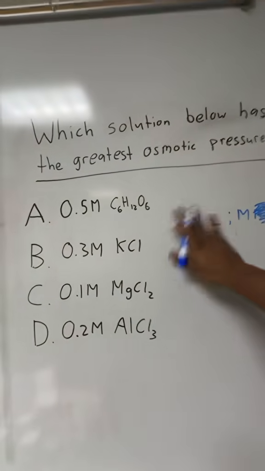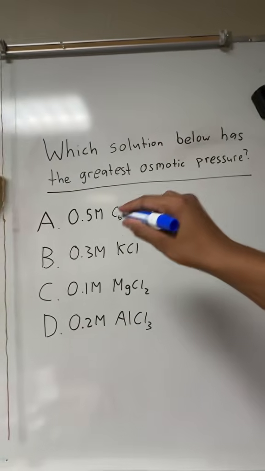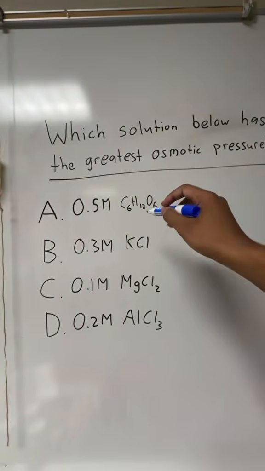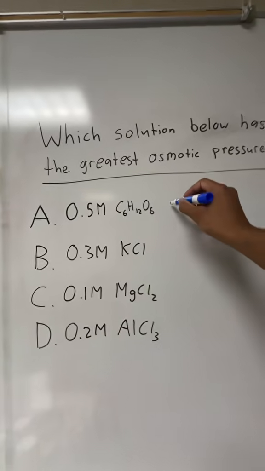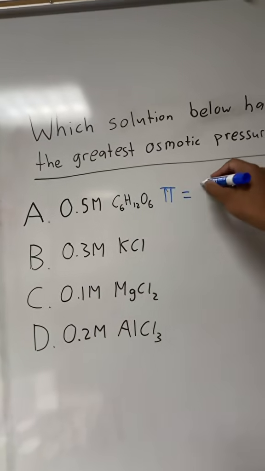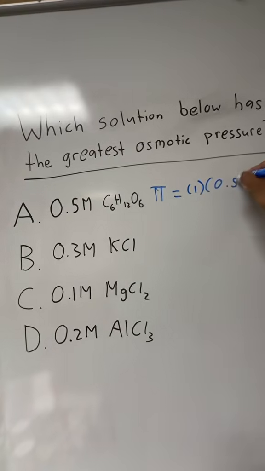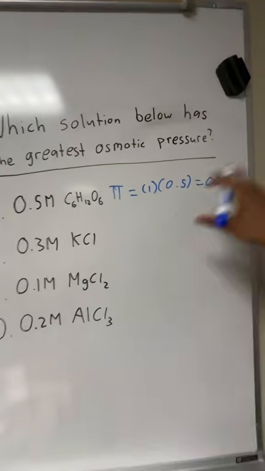So let's look at the first one. The first one, C6H12O6. This is glucose, which you should know by now. Glucose is not an ionic compound, so its van 't Hoff factor is just going to be 1. So its osmotic pressure will be 1 times 0.5, so it's going to be 0.5 times the gas constant, whatever.